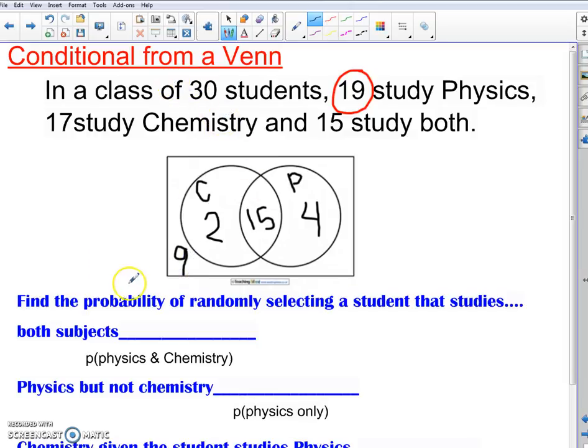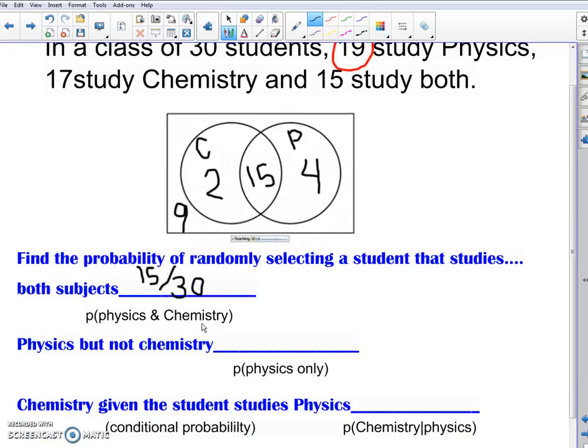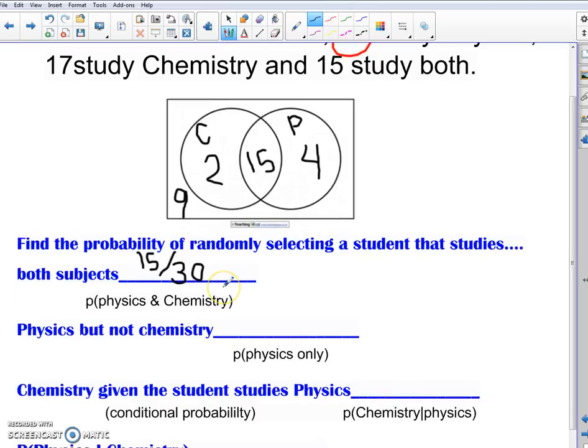Okay. Now we're just going to go ahead and answer the questions matching the Venn. We want to find the probability of randomly selecting a student that studies both subjects. So both physics and chemistry, that's our intersection. That's going to be 15 out of 30, which reduces to 1/2. I'm not going to write that on there because, as you can see, my handwriting sucks, but you get the point. Then we're going to take a look at physics, but not chemistry. So just physics, right? I only want the students that study physics only, and that's what you've got to take a look at here, because this is important.